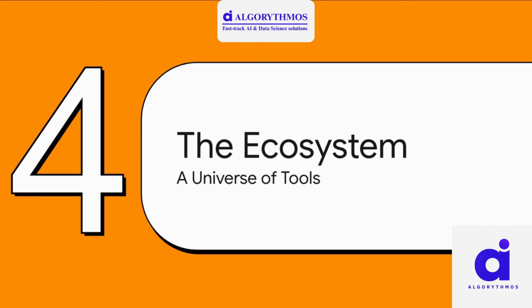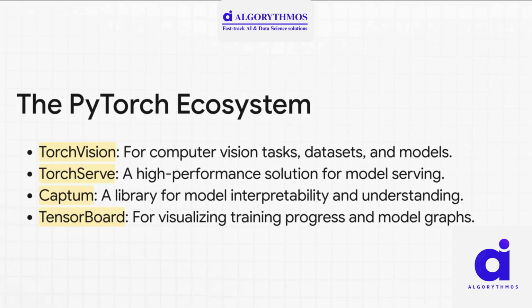So, we've covered building and training a model, but that's just the core framework. One of the biggest reasons PyTorch is so dominant is because it's not just a tool. It's the center of a huge universe of other tools and libraries. Let's zoom out and take a look at this ecosystem. And this ecosystem is packed with amazing stuff. Want to do computer vision? Don't start from scratch. TorchVision gives you pre-trained models and standard datasets ready to go. Got a model and need to put it into production? TorchServe is built for high-performance deployment. Ever wonder why your model is making a certain prediction? That's a huge deal, and Captum is a whole library for model interpretability. And to see what's happening during training, you can hook it all up to TensorBoard for awesome visualizations.